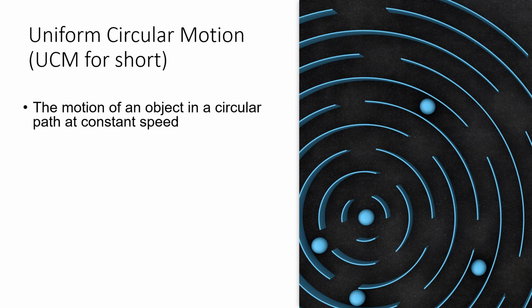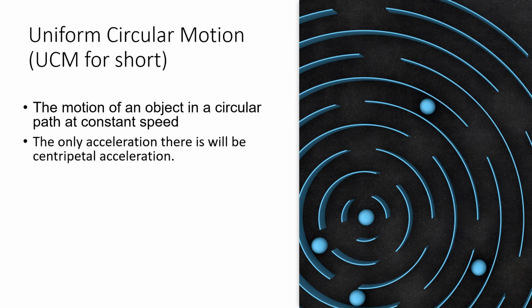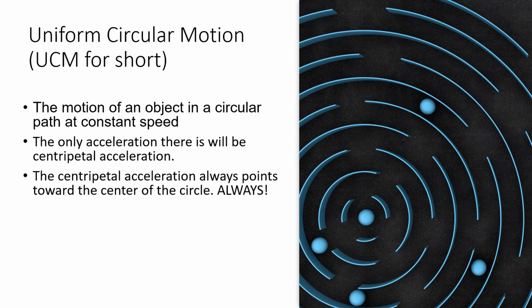So again, constant speed means constant magnitude, but the direction's changing, right? So the only acceleration that there's going to be is only centripetal acceleration. So I'm not going to have any tangential acceleration, just centripetal. This is kind of the definition of uniform circular motion, that it's moving around in a circle at the same speed. And really the force that's causing this is this net force of centripetal acceleration.